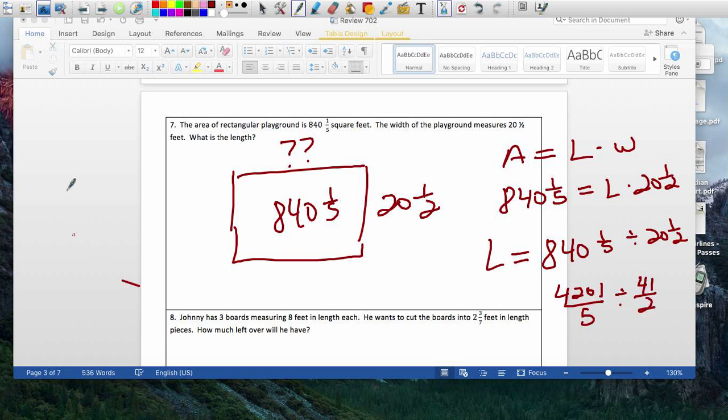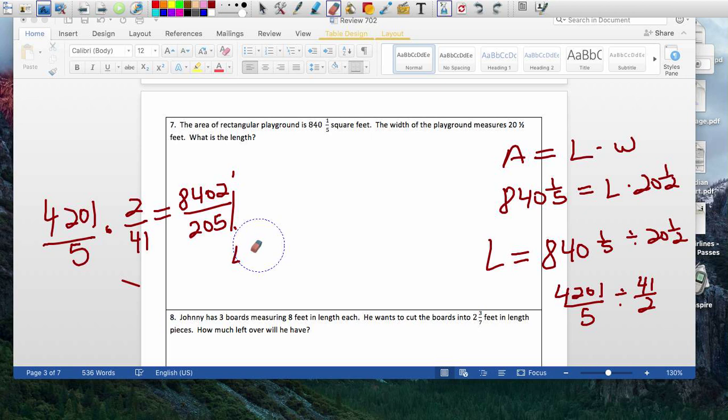Again, the reciprocal. Let me just take it on this side. 4201 divided by 5 multiplied by 2 over 41. Anything we can simplify? Yuck. No, it doesn't look like it. So on top, we're going to have 8,402 over 205, right?